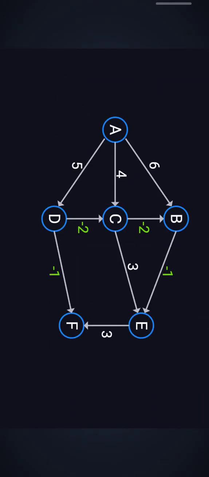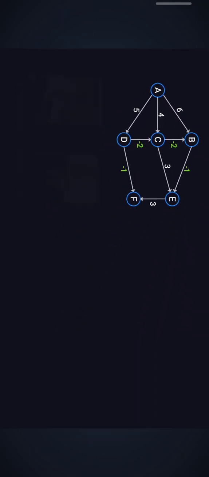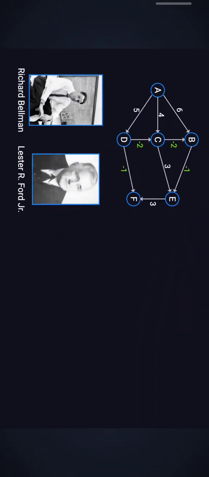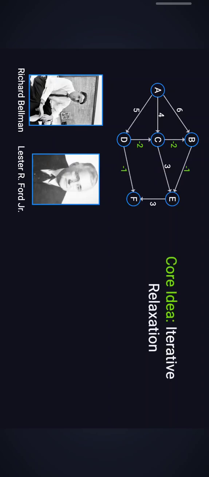So, how do we handle graphs with negative edge weights? That's where the Bellman-Ford algorithm comes in. The Bellman-Ford algorithm, introduced by Richard Bellman and Lester R. Ford Jr. in 1958, finds the shortest paths from a single source node. Its core idea is iterative relaxation, repeatedly relaxing all edges until all shortest paths are determined.